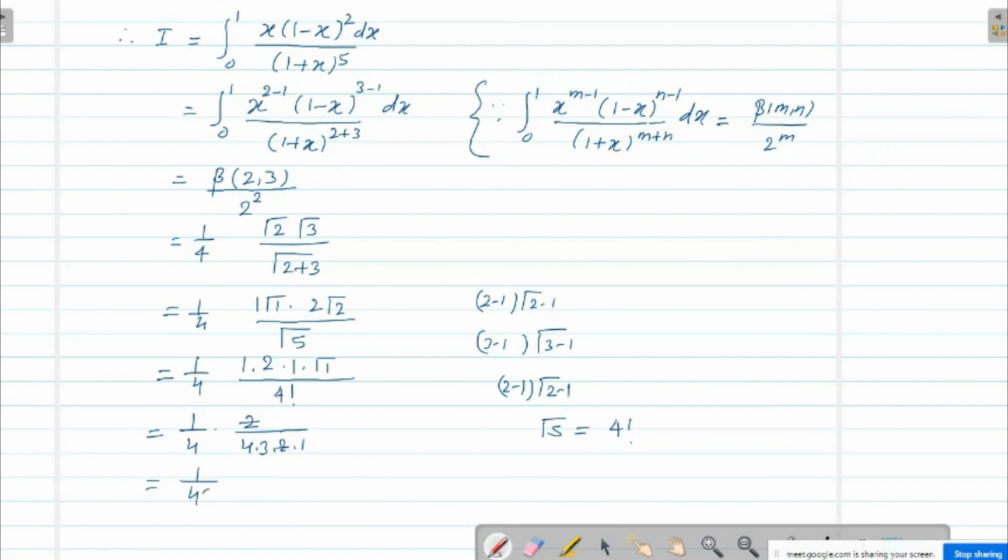1 by 48. Okay, so gamma of 2 is 1, gamma of 2 is 1. Look, gamma of n is what? n minus 1 factorial. We remember this formula, or you can apply gamma of n equal to n minus 1 into gamma of n minus 1. If you keep applying this again and again, you will get it in factorial only. So instead of using this, use this formula here in the denominator and numerator both.